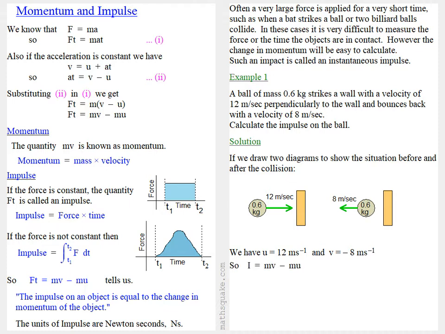So the impulse, which is equal to mv minus mu, is equal to 0.6 times minus 8 minus 0.6 times 12, which works out to be minus 12. So we have an impulse of 12 Newton seconds away from the wall.